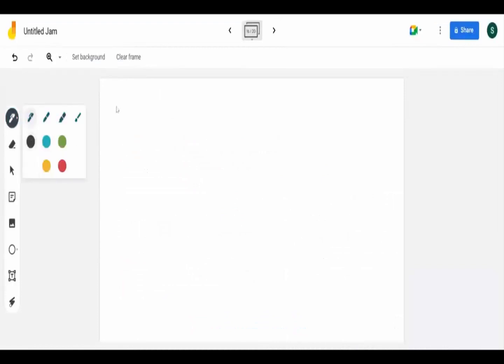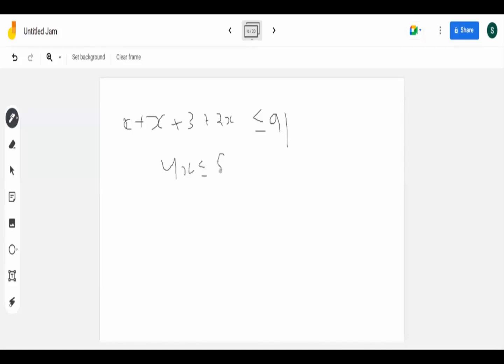So what we have as inequalities are x plus x plus 3 plus 2x is less than or equal to 91. Okay, this is given. So 4x is less than or equal to 88, so x is less than or equal to 22. This is our first condition, that x must be less than or equal to 22.